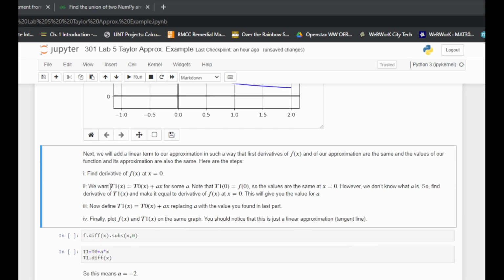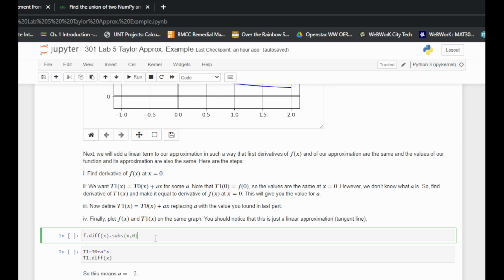So we want to find a linear function that we will call t1 of x that approximates our function at 0. We will make it equal to t0 of x plus some linear term ax. Notice already t1 at 0 equals f of 0. So what we want to achieve now is that the first derivative of t1 at 0 also equals f prime of 0. So we will find the derivative of f of x, we will find the derivative of t1 of x, we will make them equal, and it will allow us to find this value a. So let's try to do this.